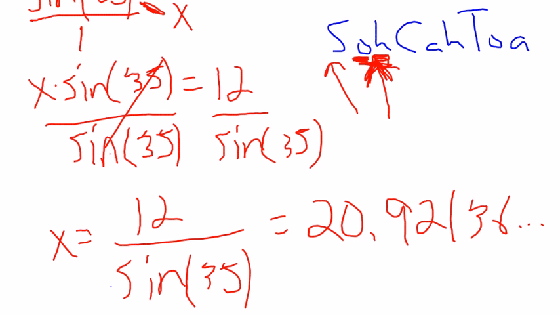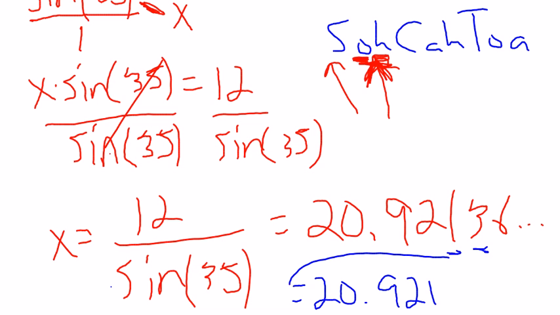That's not the way I want you to write your answer. I want you to give me 3 decimal places. I want you to round correctly. So the correct answer would be rounded to the 1. The 3 is less than 5, so therefore I don't go up. So my final answer is 20.921. And that is that.